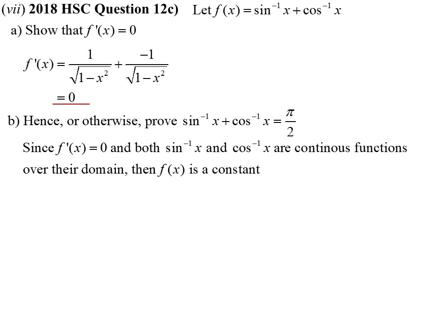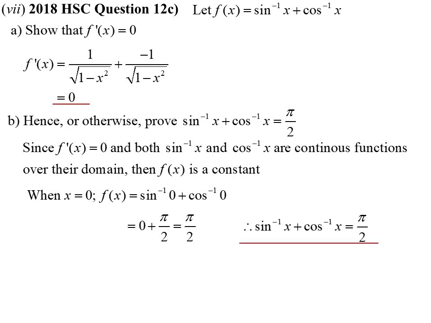Well, if I know it's a constant, all I've got to do is substitute a number into that function, and I can work out what that constant is. So substitute in 0, I get 0 plus pi on 2, which is pi on 2. There's my constant. We have that inverse sine of x plus inverse cos of x is equal to pi on 2. But here's the bit that got people.